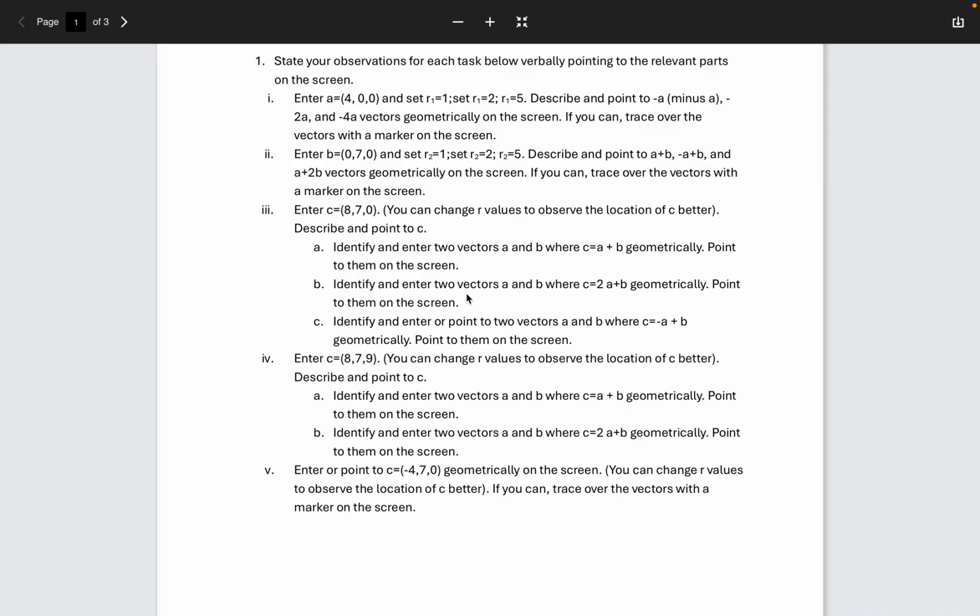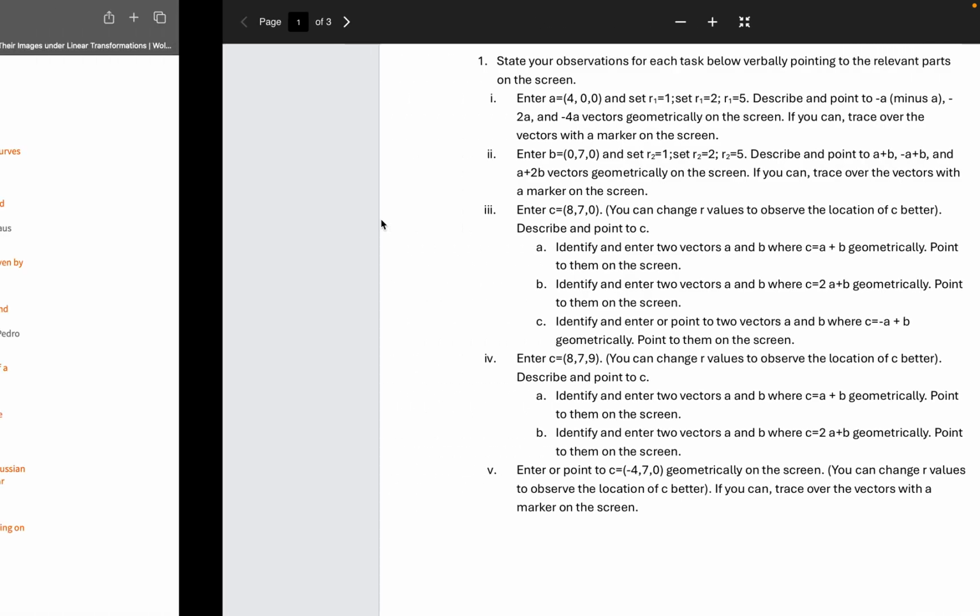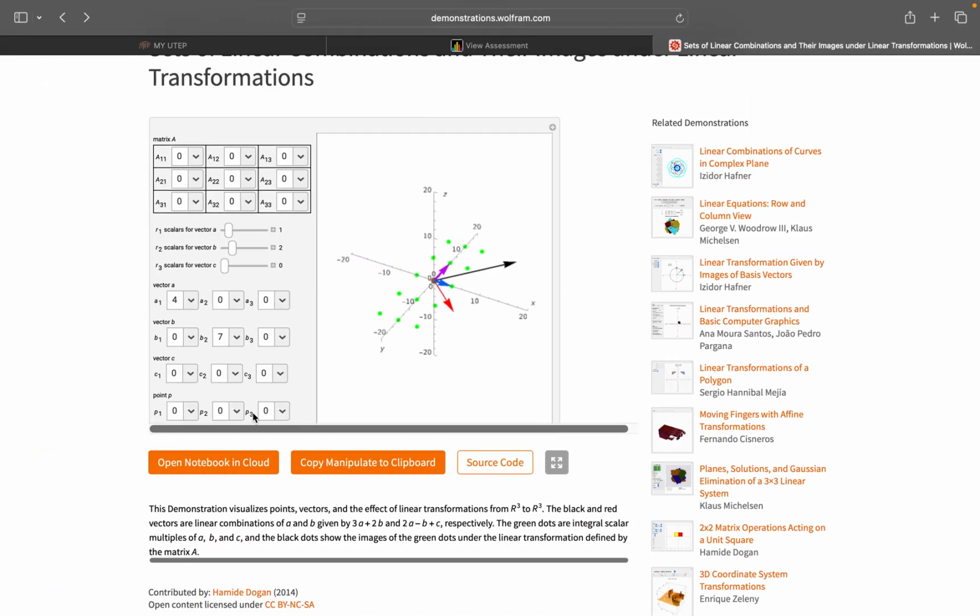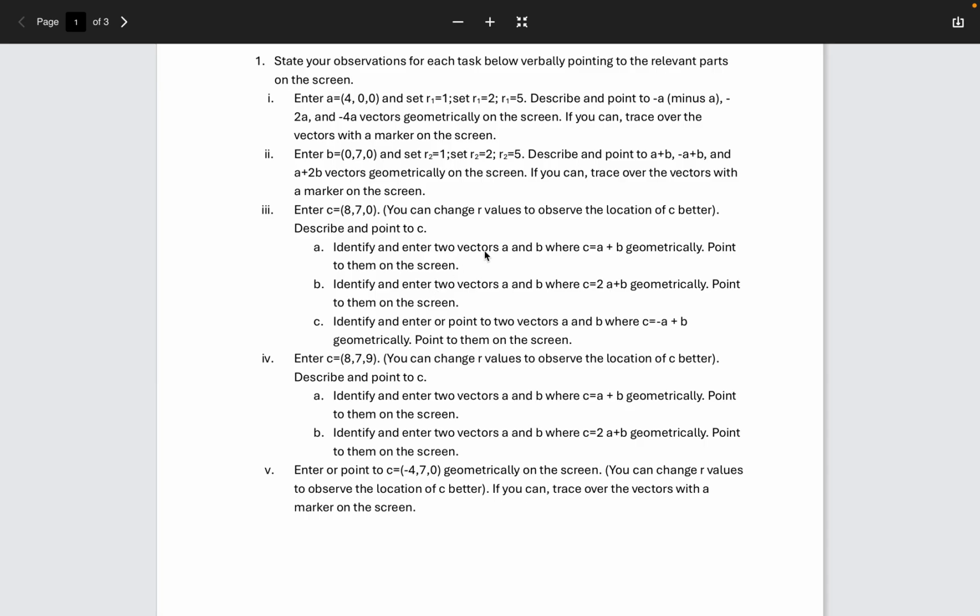Next is part 3. It would be entering for C, 8, 7, and 0. So C would be 8, 7, 0. So our C vector is the blue one, the lighter blue right here. And we can see that, describe and point to C.